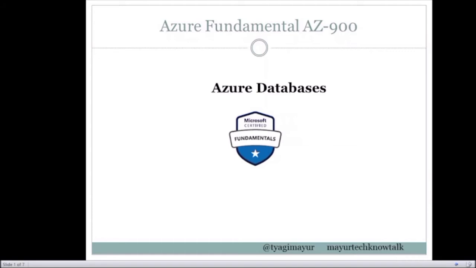So what is a database? Well, a database is an organized collection of data or information, typically stored electronically in a computer system.